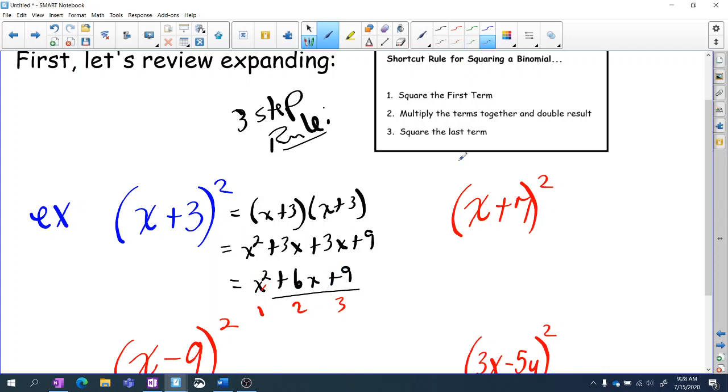So let's try that with these other 3 binomials where we simply go right to the answer. We don't show any work. We just use the shortcut to 3 steps. Alright, so here's the first term, and positive 7 is the second term. Square the first. Multiply these two together, so x multiplied by 7 would be positive 7x. Double it. Positive 14x. Square this last one. Positive 49. See how easy that is?